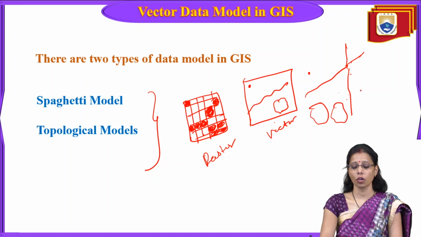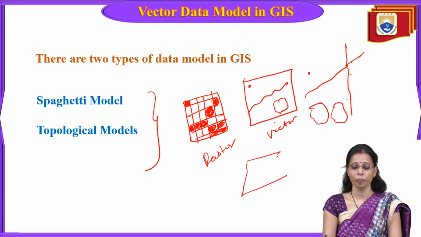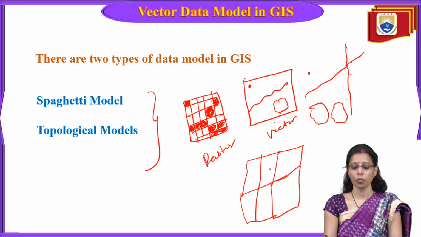The topological model is always a more complex model. In the topological model, suppose this is your polygon. In a polygon you may have another polygon, and one more polygon in a polygon, so there are many polygons here. This is polygon 1, this is polygon 2, so this line will be common to polygon 1 and polygon 2. This is a complex model where one line is common to the other entity's boundary.